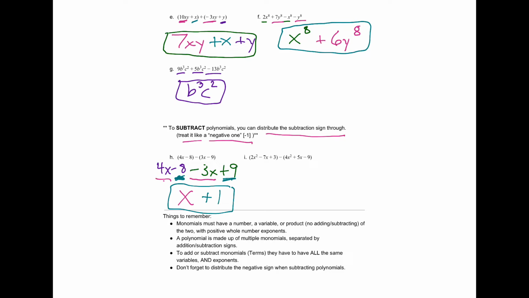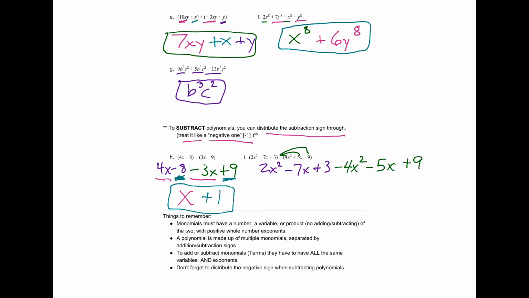Same thing here. All we're doing is distributing, so I'm just going to rewrite it as a different problem. So 2x squared. Actually, feel free to pause the video here too and try this one on your own. See if you get it right. Minus 7x plus 3. I just rewrote that, and now we've got to distribute the negative 1. Distribute that through. A negative times a positive is a negative 4x squared. A negative times a positive is a negative 5x. And a negative times a negative is now a positive 9. So we're distributing that negative to all the parts that are there.